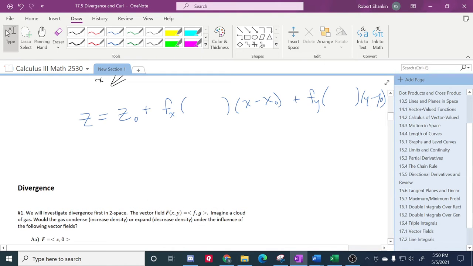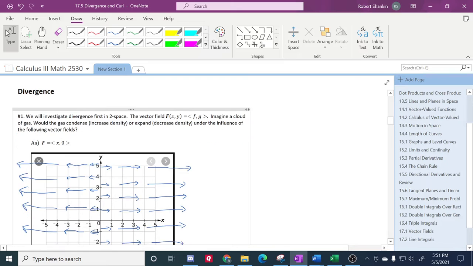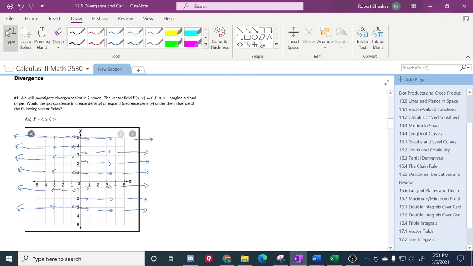Little arrows emanating from all these different points. Imagine a cloud of gas. Would the gas condense, increasing density, or expand, where it would be decreasing density, under the influence of the following vector fields? So, A, the vector field is F equals x, 0, and I've drawn a picture of that vector field.